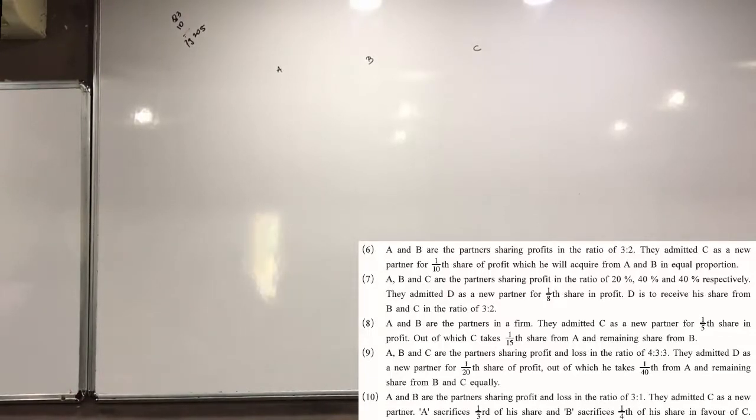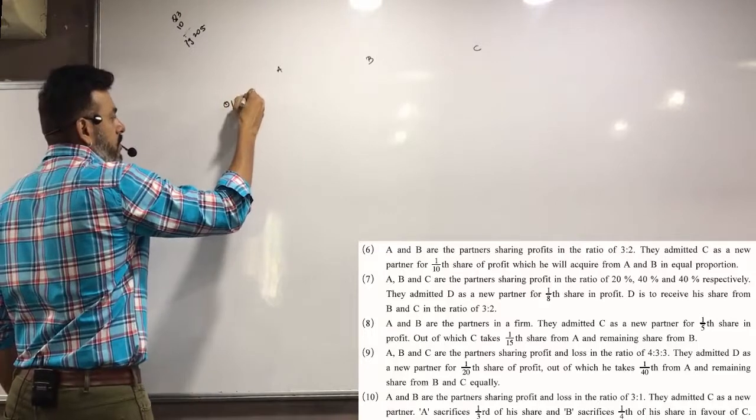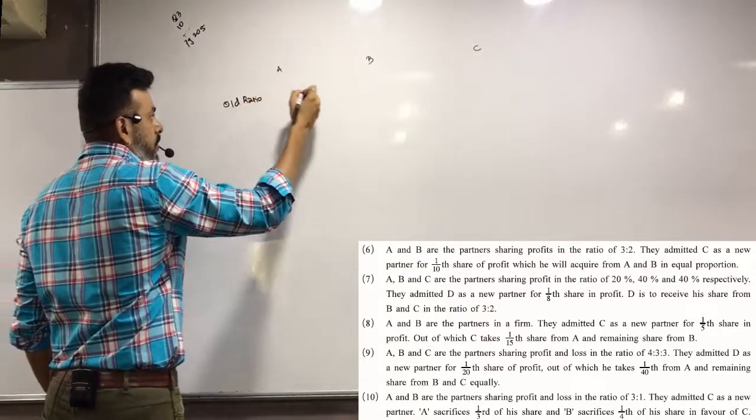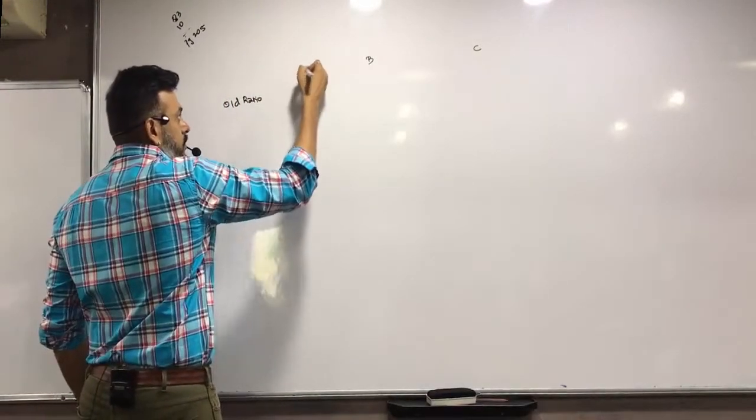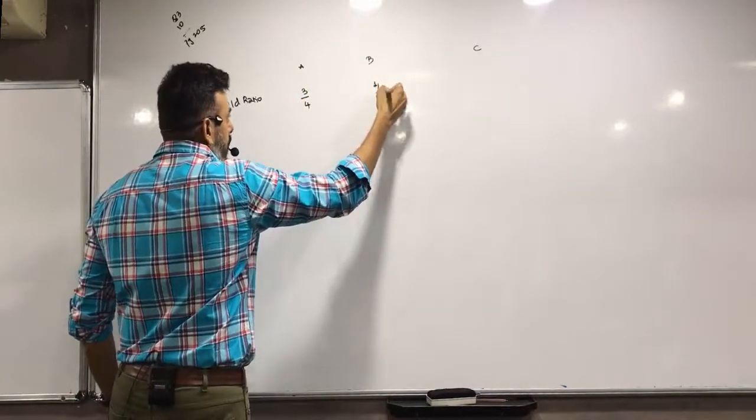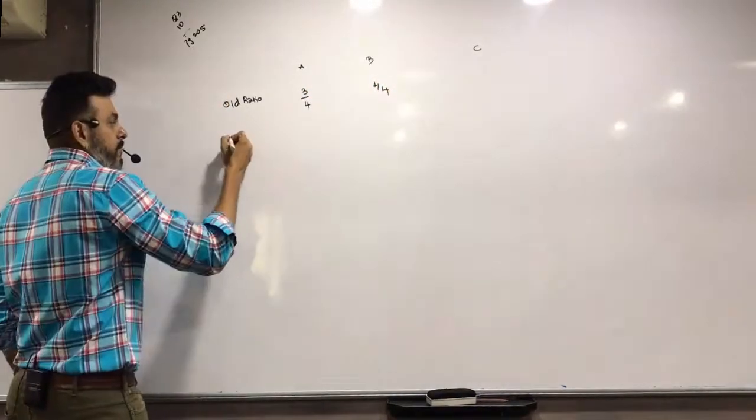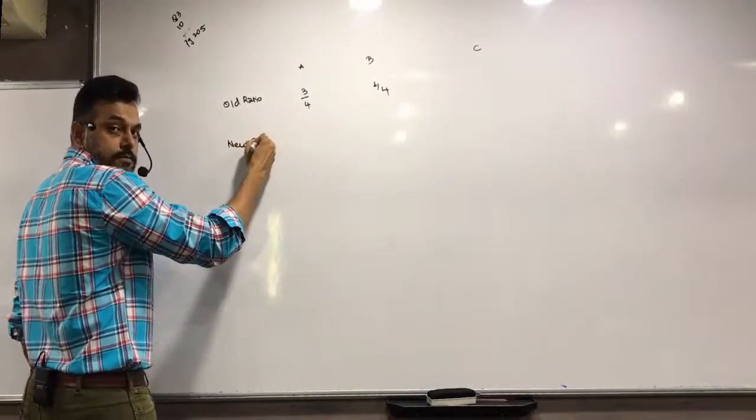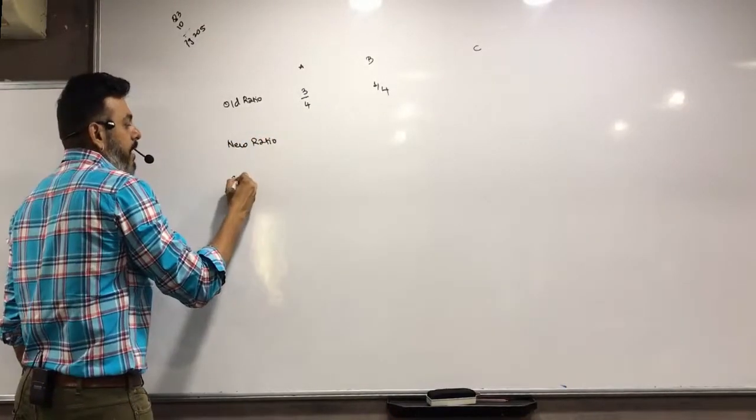Now, old ratio. What's the old ratio? 3 by 4 and 1 by 4. New ratio and sacrifice.